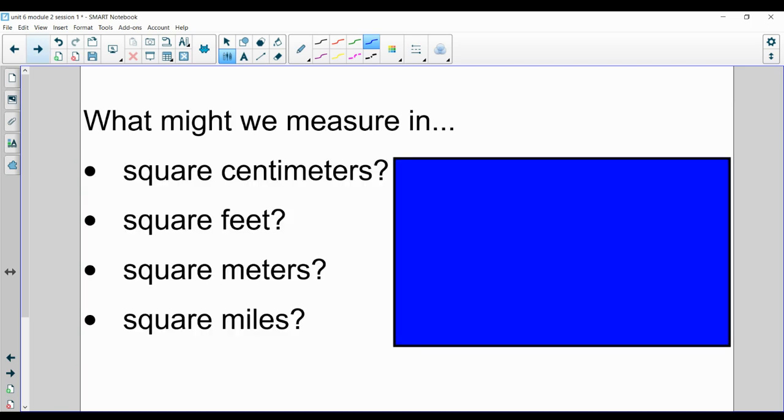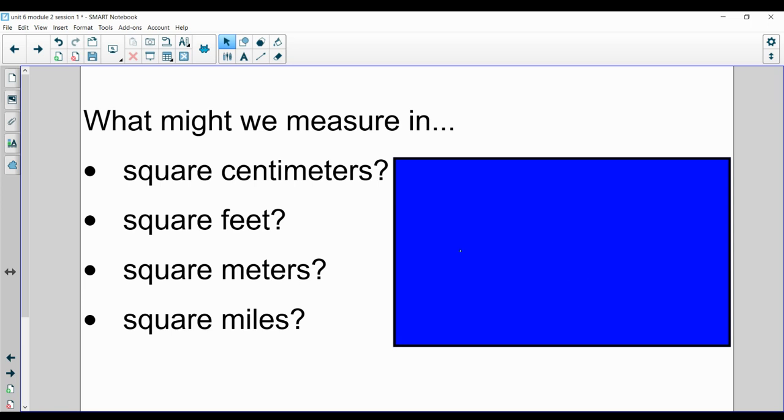What might we measure in some of these? So sometimes it's hard to imagine if we're not familiar with some of the units. What are some of the things we might measure? So I want you to pause and think about the idea of a centimeter, and then the idea of a foot, then meters. So we're getting a little bit bigger, then miles. And I want you to pause and think about some of the things that you might measure in square centimeters, square feet, square meters, and square miles. So pause the video and try to make up a list for yourself. Either write it out or keep it to yourself in your head.